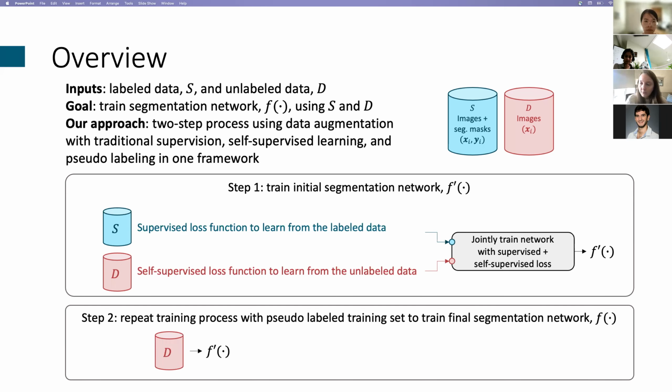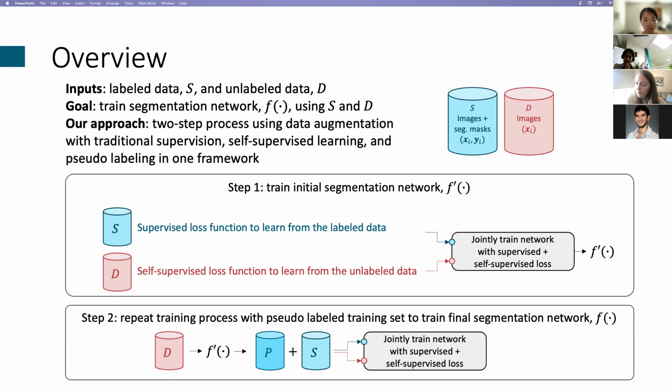So this just means you take your unlabeled data D, which does not have manual segmentation masks. You pass it through F prime, which was the network we trained in step 1. And this gives you a pseudo-labeled data set P. So this is what F prime thinks the segmentation masks are for D. We join the pseudo-labeled data set with the manually labeled data set, and then we pass both of those image segmentation mask pairs through the same training pipeline. So we have still a supervised and self-supervised loss, and this produces our final segmentation network F.